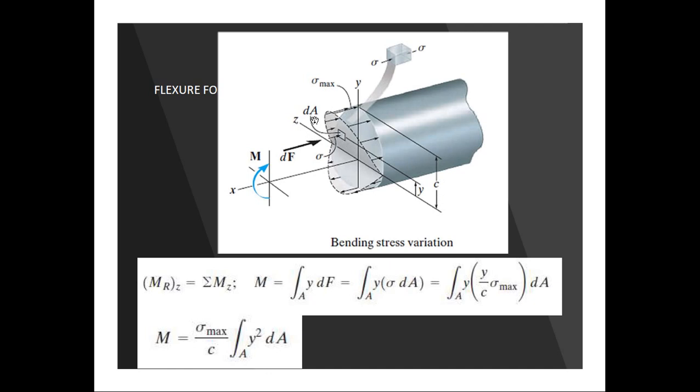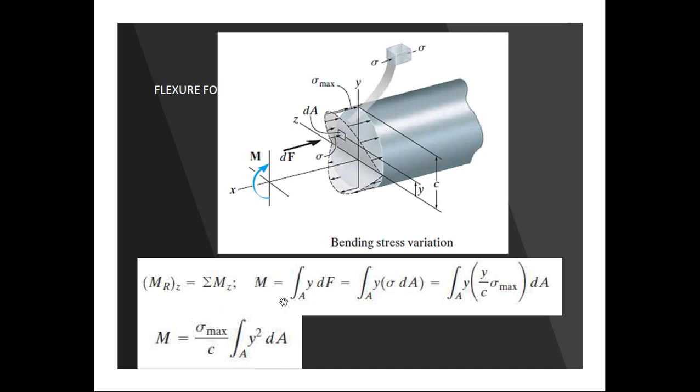So how will this moment be applied over here and transferred over here? That moment will be equal to dF into y. This is the force and this will be your lever arm. And what is dF? Basically dF will be sigma into dA. So this is the force that is being applied over this small area.